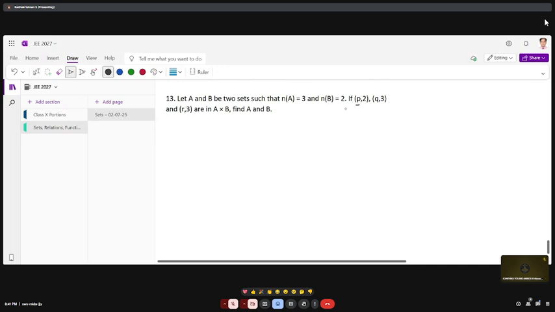So you can see that for A, what are the possible values? p, q, and r. So from this we can see that A is {p, q, r}. Like that, B is {2, 3}. Now find A and B. That's all they're asking. From this we can observe that A will have p, q, and r, and B has 2 and 3.